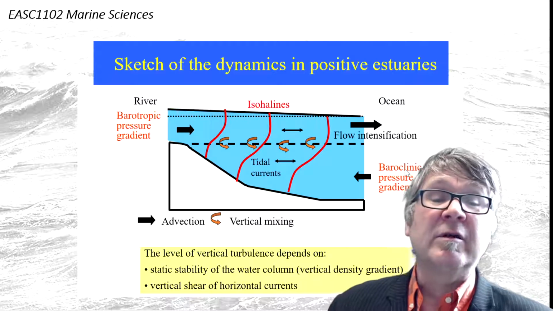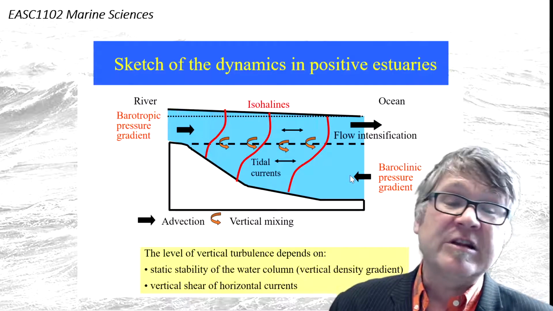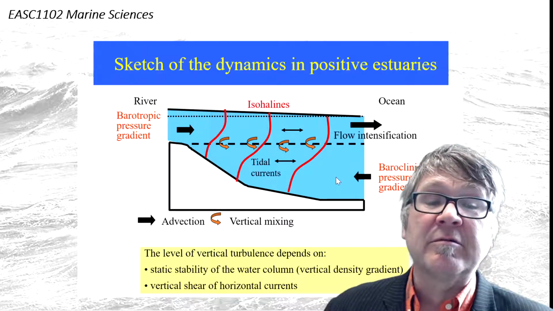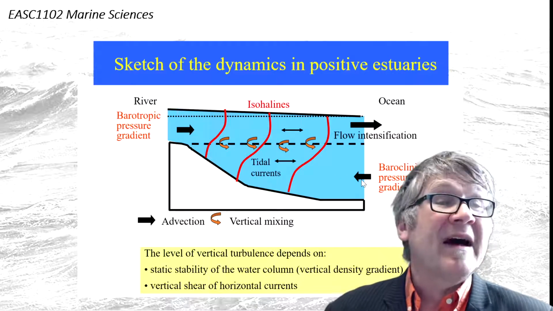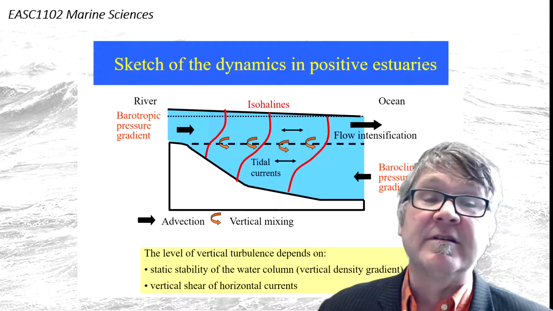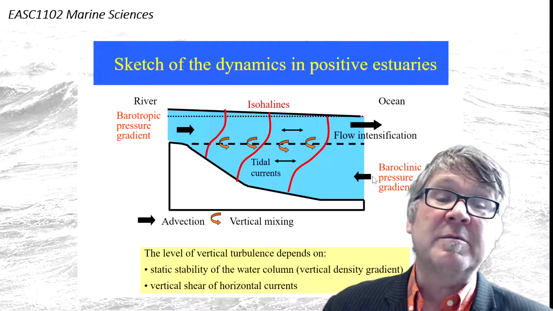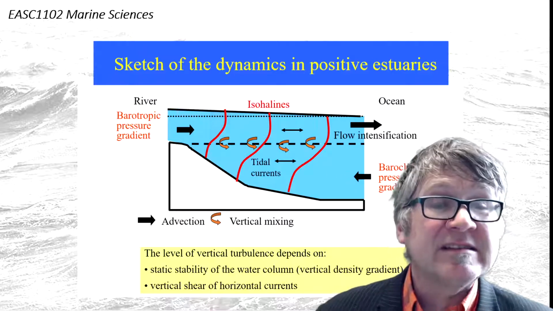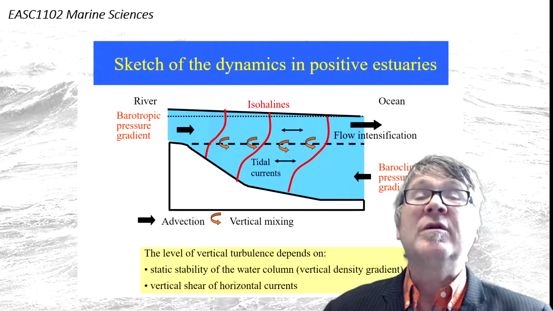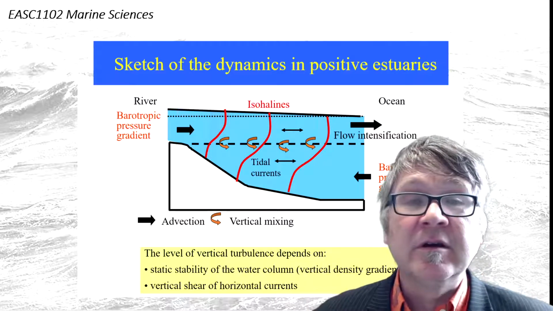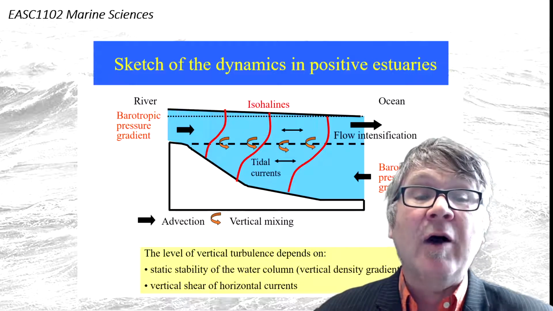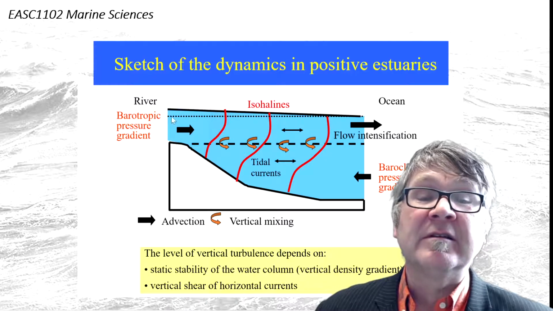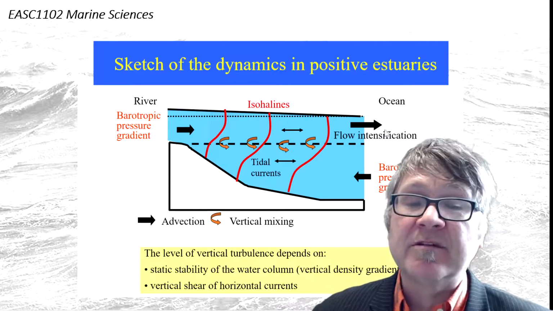But at the same time, you can also have a pressure gradient driving in water from the ocean. Okay, and we call this baroclinic pressure gradient because it's caused by a horizontal density difference. Okay, this drives some water from the floor. Because you have water coming in from the river side and from the seawater side, you can actually have a flow intensification. You have more outflow in the upper layer, okay, than actually comes in from the river. This is what we call a flow intensification.